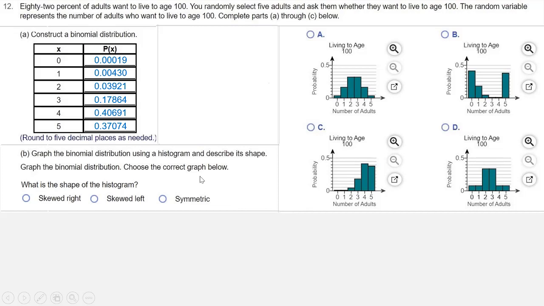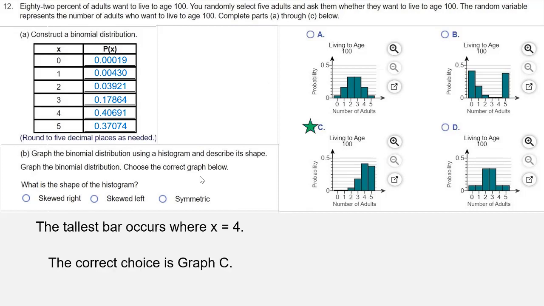And then if that is in fact the answer, what is its shape? So we see the high point at 4, and then it tails off to the left. It goes 3, 2, 1, 0. These are small little bars here. It's a tail to the left. When a distribution has a tail to the left, it's a skewed left distribution. So that's the answer to Part B.